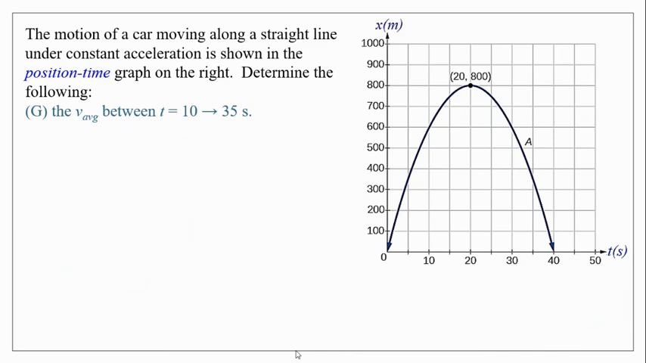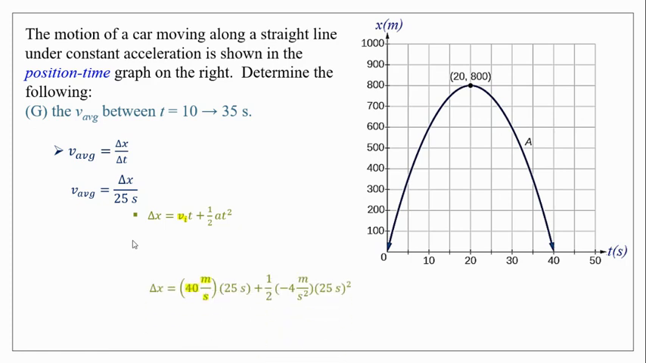All right, and the other way to do part G is to use the average velocity function, which is displacement over time. And then from here, we know that the delta time or change in time is 25 seconds because T here starts at 10 and it goes to 35 seconds. So the difference here is 25 seconds. I don't know what my displacement is though. That's okay. If you don't know what your displacement is, just go find it. Well, delta x is VIT plus 1/2 AT squared.